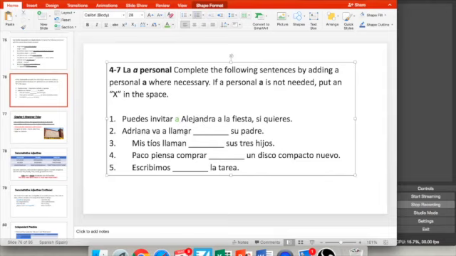Number two, Adriana va a llamar blank su padre. Adriana is going to call her dad. She's going to call who? She's going to call what? She's calling her dad. Is dad a person? Sure is. So I need a personal a. Adriana va a llamar a su padre. I want you to pause your audio and give numbers 3, 4, and 5 a try.